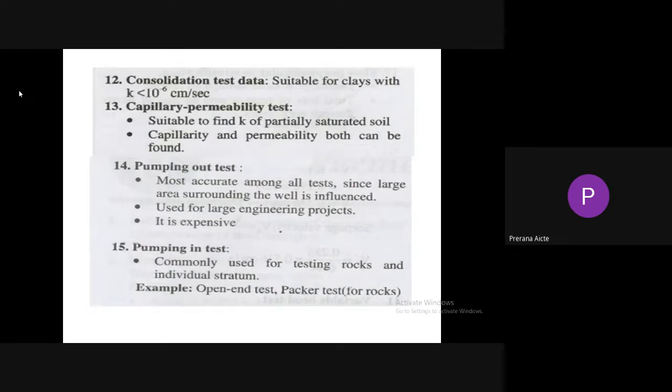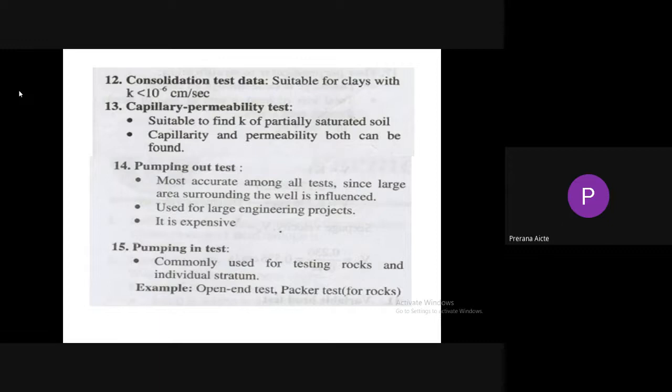Next, the pumping out test and the pumping in test. The pumping out test is the most accurate method among all the tests, since a large area surrounding the well is influenced while drawing the water from the water table. That's why we prefer the pumping out test. It is used for large engineering projects. It is also expensive.